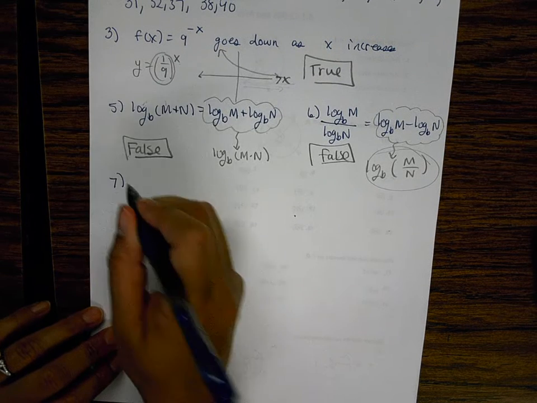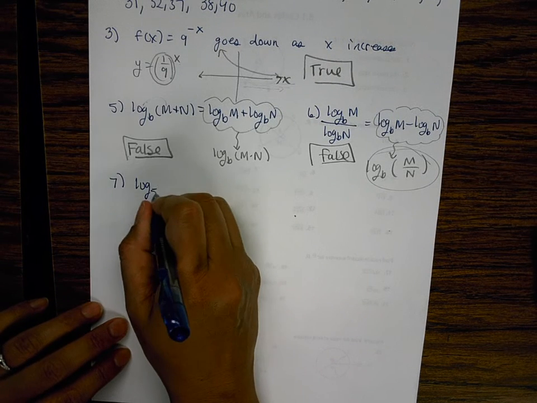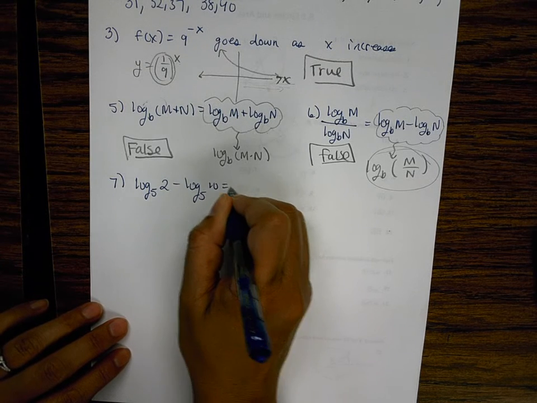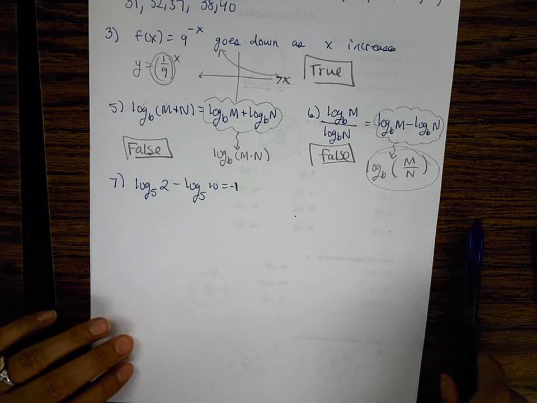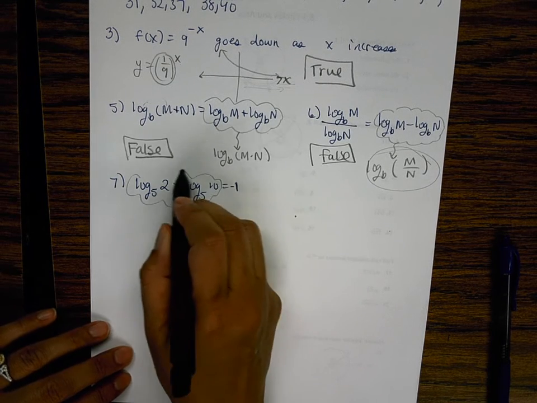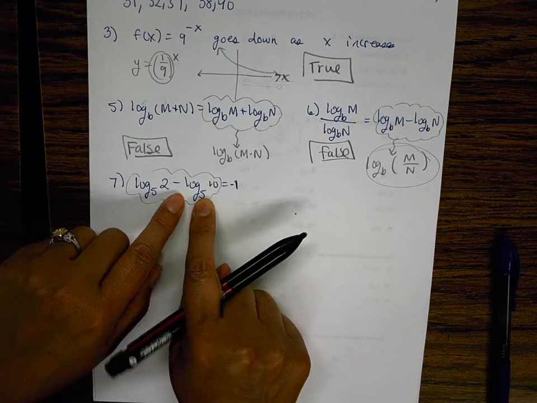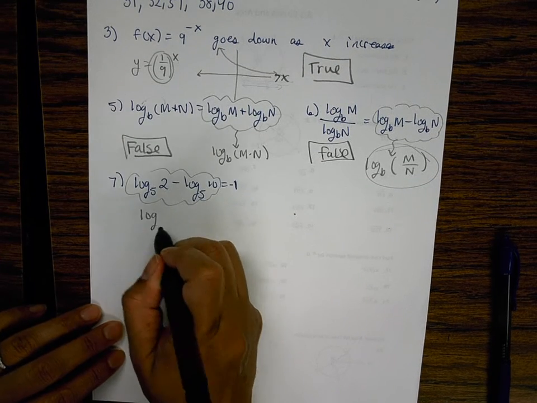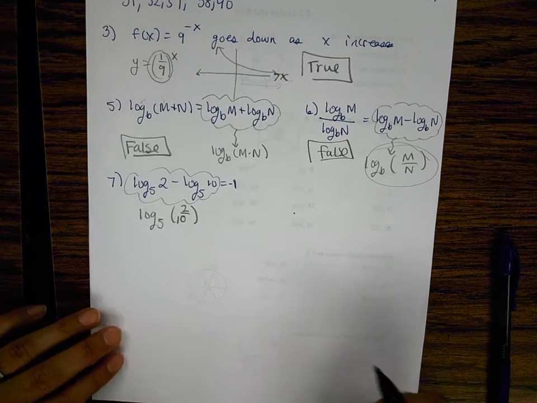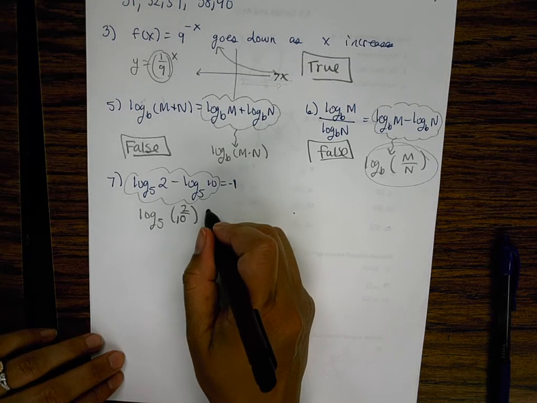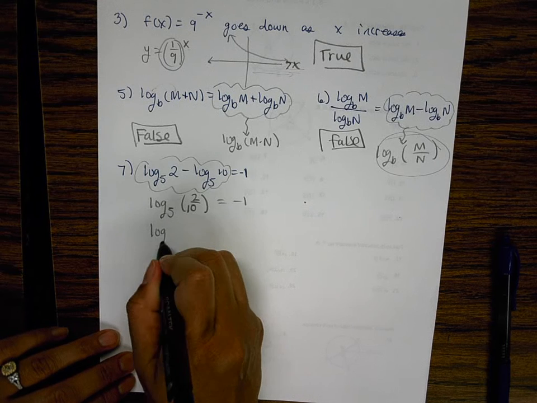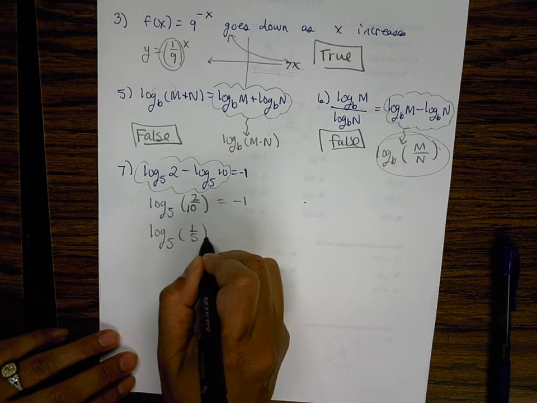Number 7, log base 5 of 2 minus log base 5 of 10 equals -1. All right, I'm going to use my log laws on this side because it is two separate logs with the same base being subtracted, so I can change that to a division problem. Looks like this. Log base 5 of 2 over 10. We're going to check if it equals -1. I'm going to reduce that. Log base 5 of 1/5.